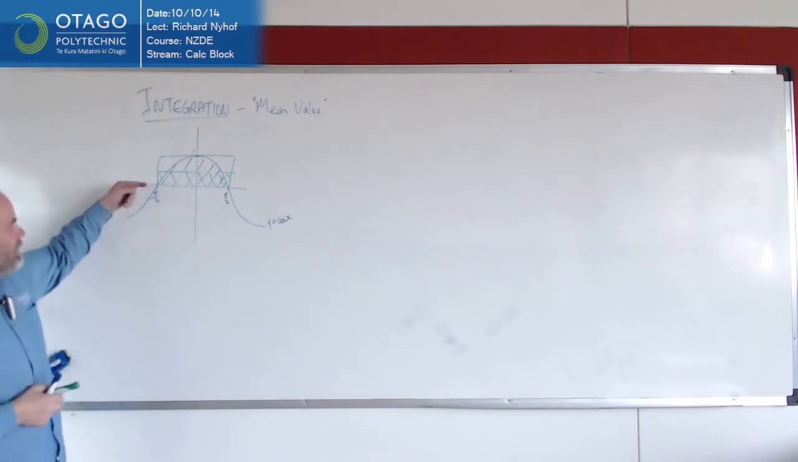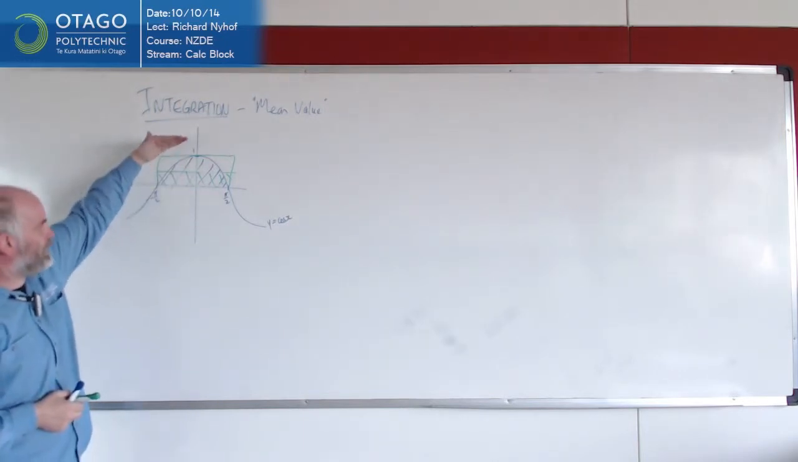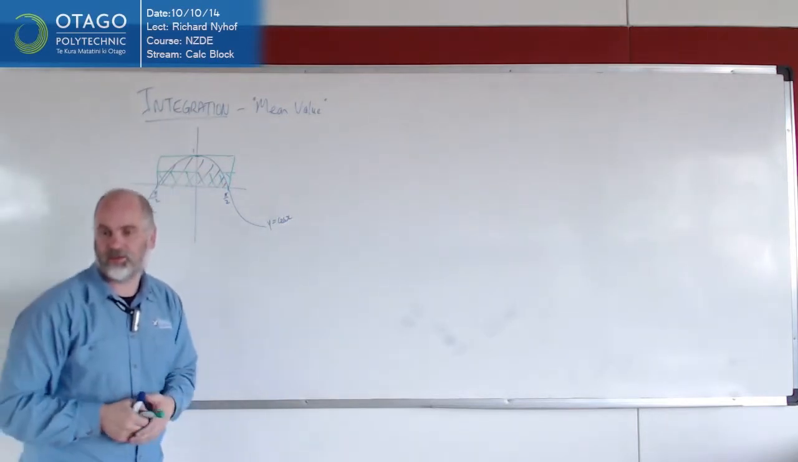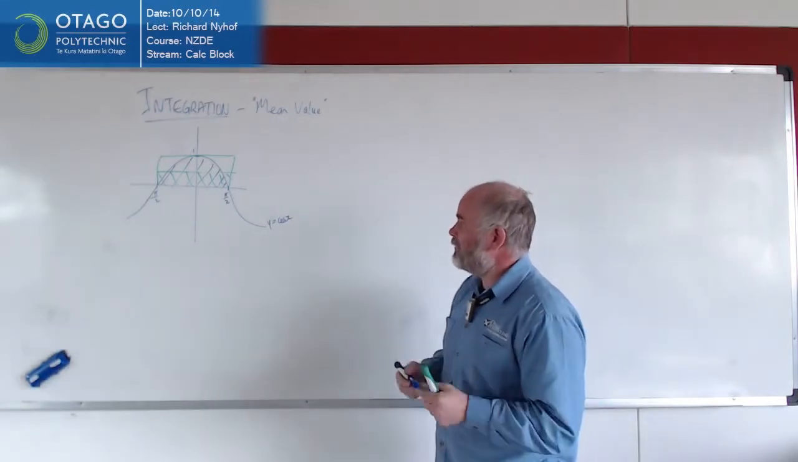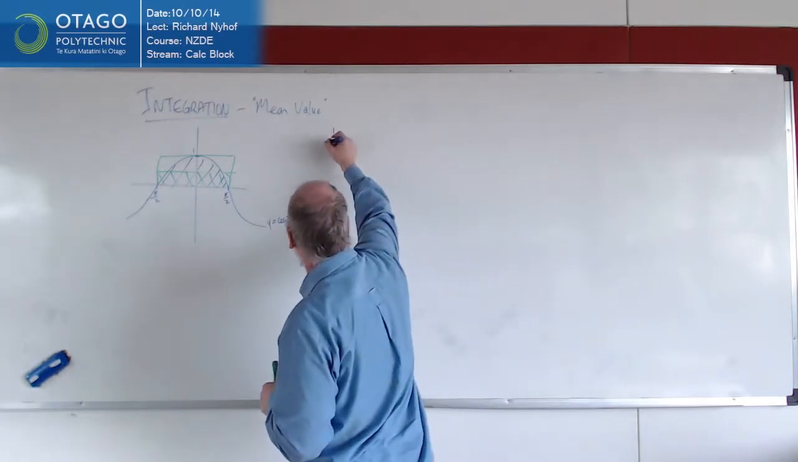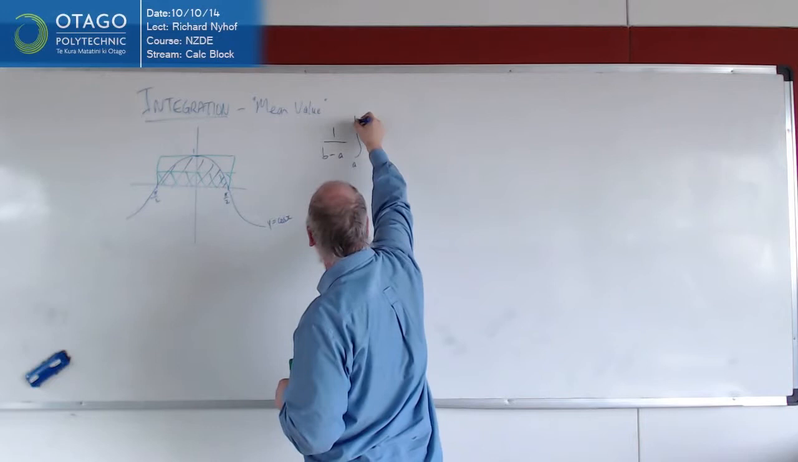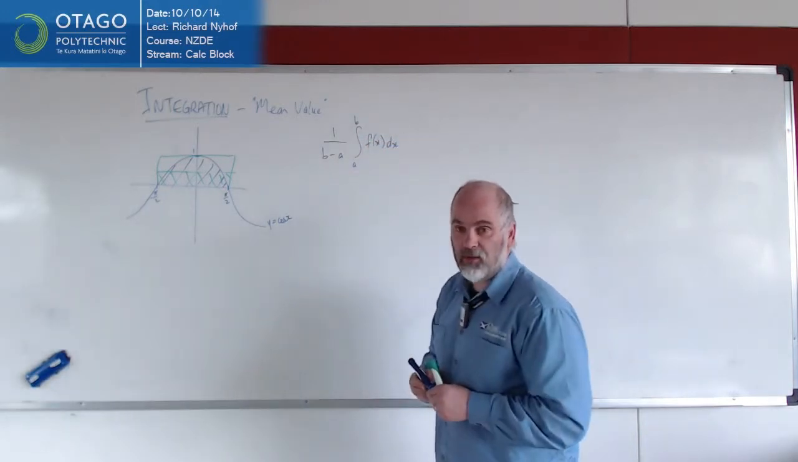Okay, so makes sense. If that blue stuff was water and I let it slop down so it filled the box, how high would the box be filled? That is what we mean by the mean value. And the way that you do this is a formula for it, which is on your formula sheet, and it talks about 1 over b minus a, the integral from a to b, f of x dx.